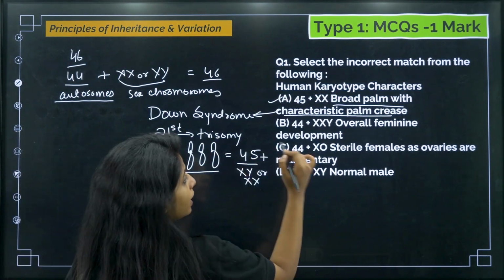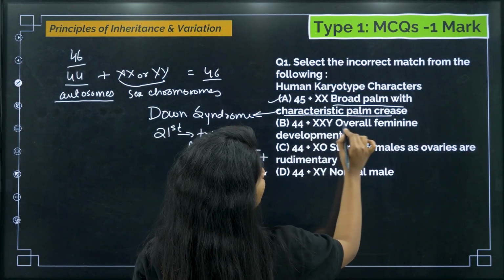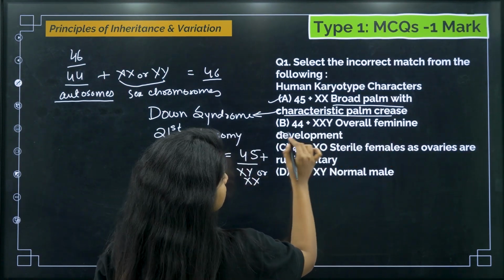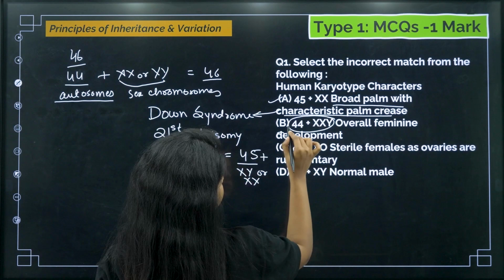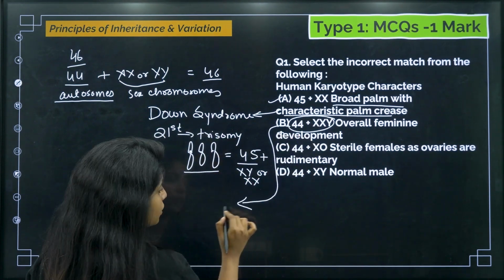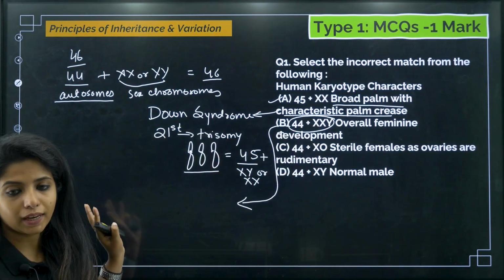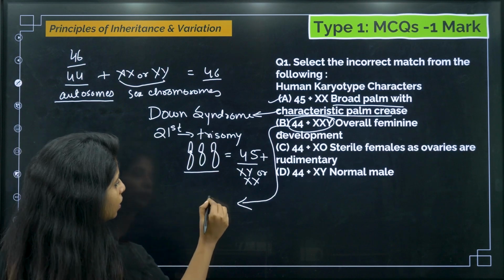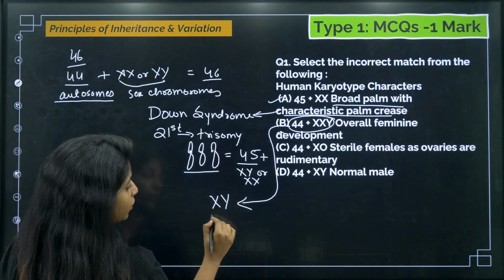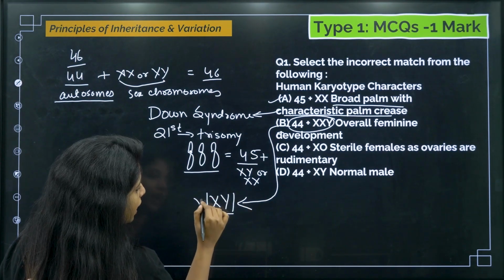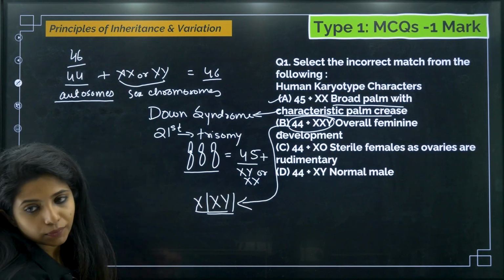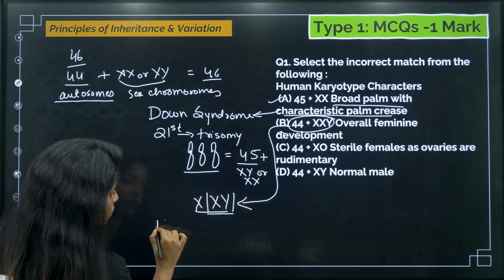Now next is 44 plus XXY, overall feminine development. This 44 plus XXY is basically a case where you have the normal 44 chromosomes, but the sex chromosome, which should have been XY, has an additional X, which makes it XXY. In this condition, first of all, what is this condition known as?